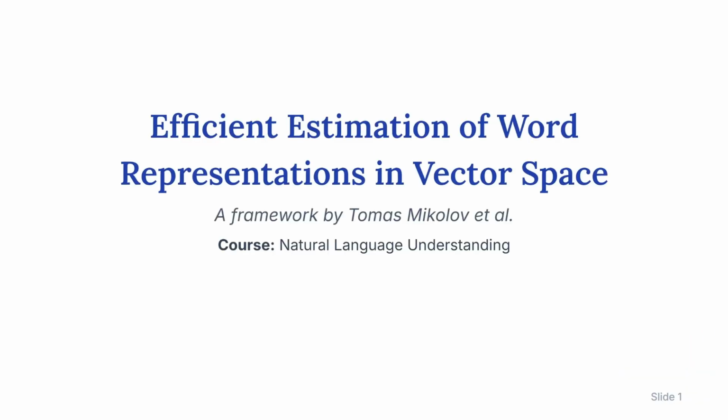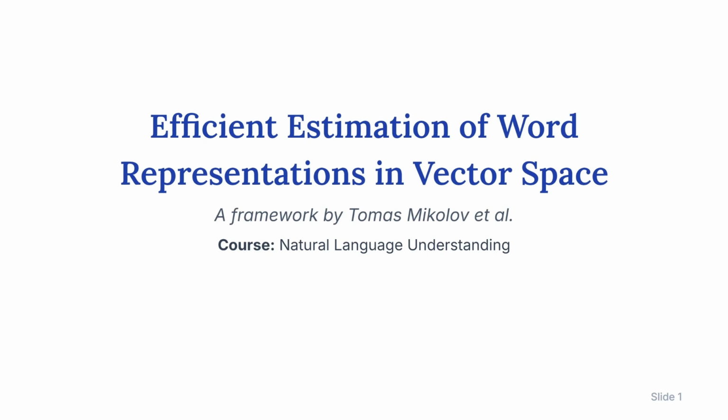Thank you. Hi everyone, today we will be presenting the paper Efficient Estimation of Word Representations in Vector Space by Tomas Mikolov and his team at Google. Now this paper is considered one of the most influential works in modern NLP. In fact, it introduced what we widely know as word2vec, which completely changed how machines understand language.